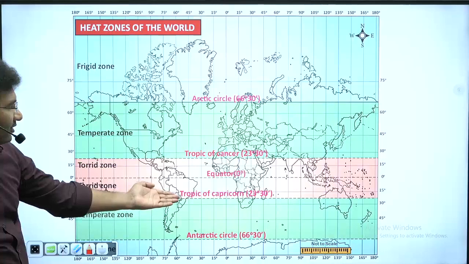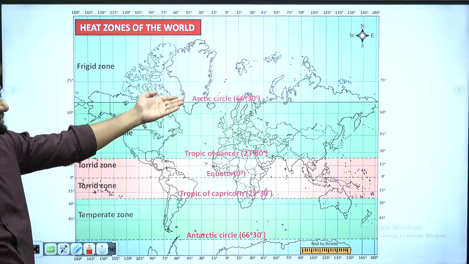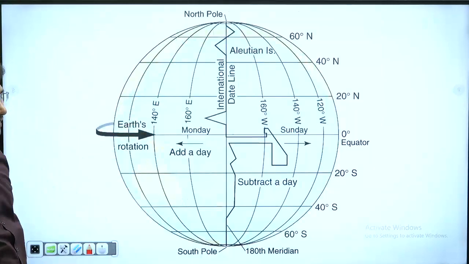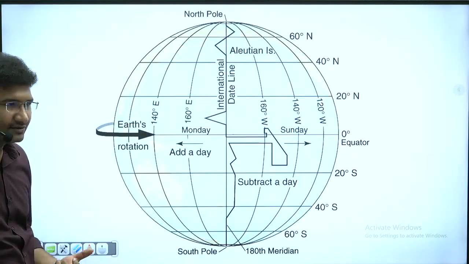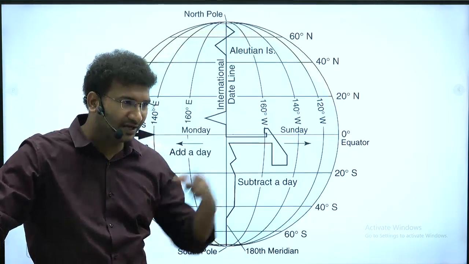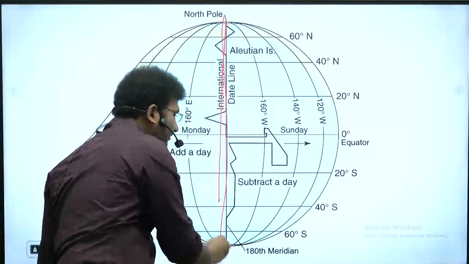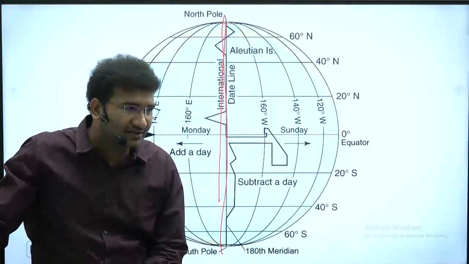Antarctic Circle, Tropic of Cancer, Tropic of Capricorn, Equator, Tropic of Cancer, Arctic Circle. Now our international date line, which we thought, it is not a straight line. See, the international 180 degree anti-meridian is a straight line. If this is your anti-meridian, your international date line is not a straight line. Why?